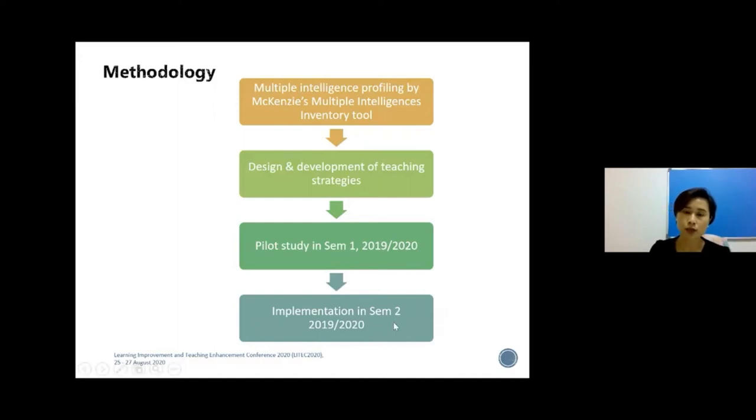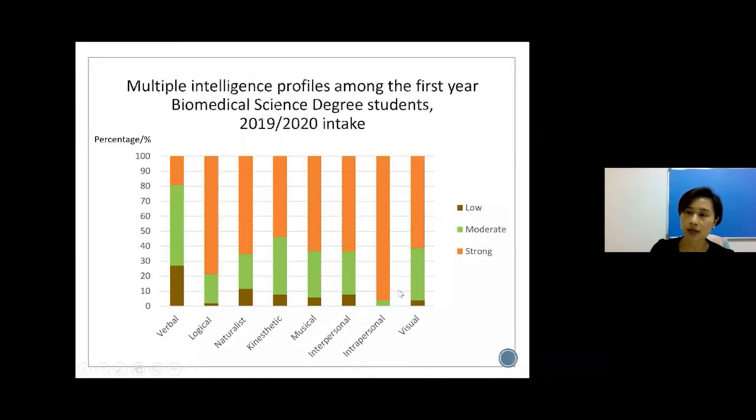Then in semester two, because of the MCO, we managed to carry out the whole plan online. So I think we take advantage of this MCO. So we implement it in sem two, which is the semester just over. Then we see the performance of our students. So first thing I would like to present is the overall profile of our students' multiple intelligence.